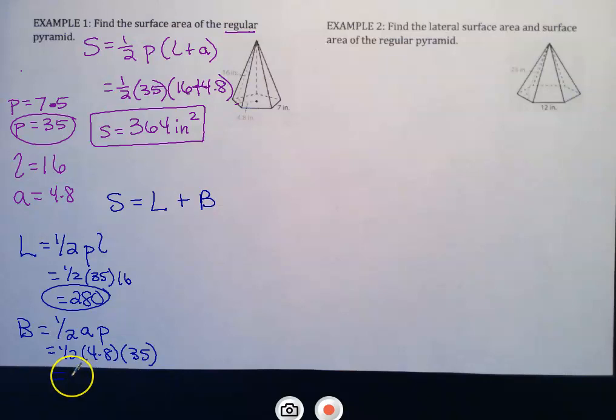You can kind of see it on here. I did not get 168 or 98. Oh, I forgot to do that. Half times 4.8 times 35. Oh, we forgot to do that. 84. Thank you.